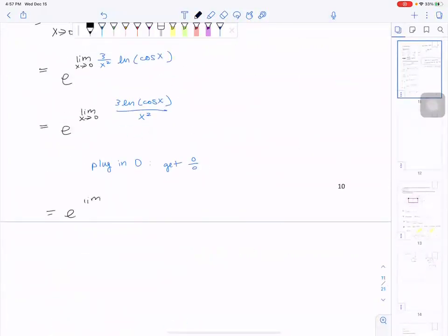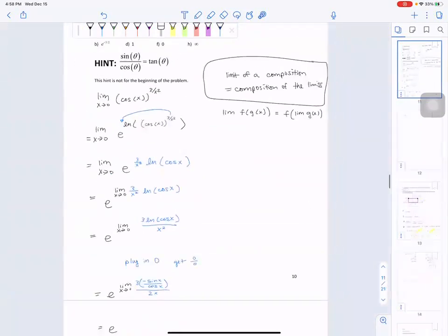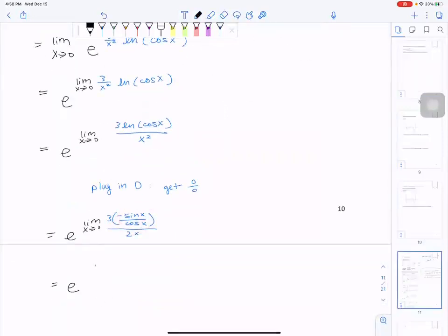So this becomes limit of the derivative of 3 natural log cosine x. That's the derivative of your inner function, which is negative sine x, over your original thing, which is cosine x. And we have that 3 out there, of course. What is the derivative of x squared? It's 2x. So now we come into using their hint. Their hint said tangent was sine over cosine. Right now we have sine over cosine, so let's use their hint. Sine over cosine is tangent of x over 2x.